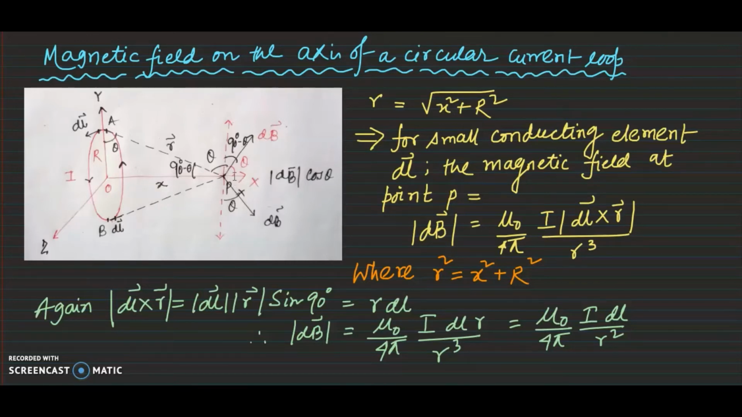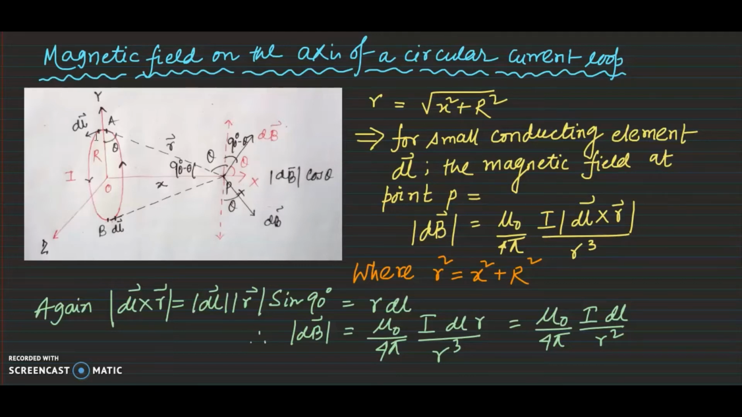Now it also has two components, one is the x component and the other is the perpendicular component. For this elementary length dl, the perpendicular component is acting in the upward direction, and for the opposite elementary length dl, the perpendicular component is acting in the downward direction. So these two will cancel, but the x components will add up.